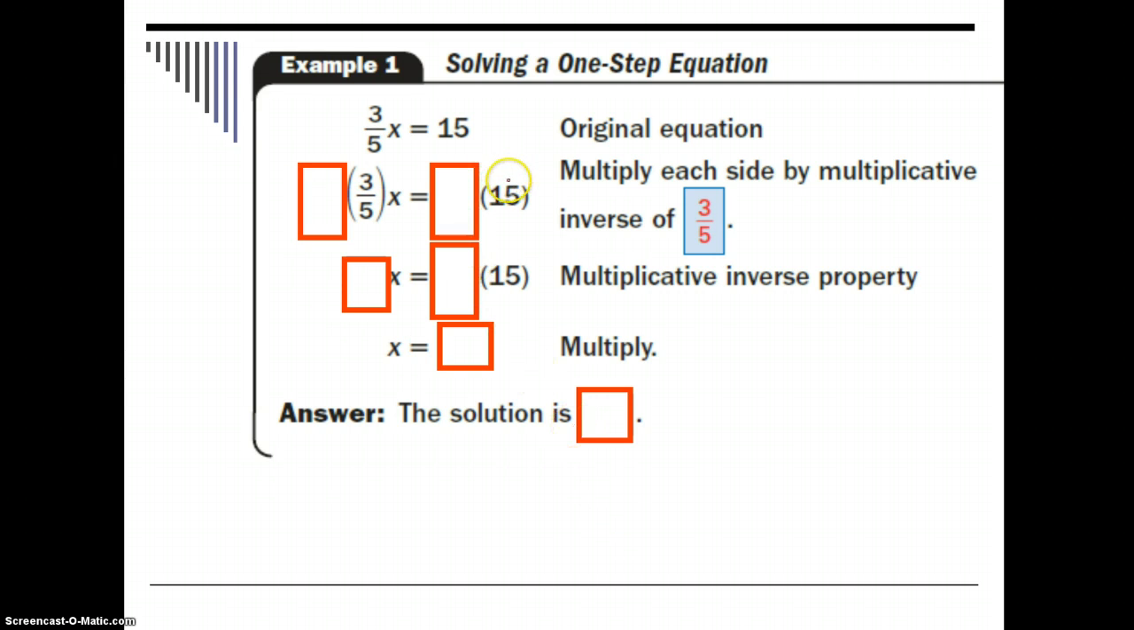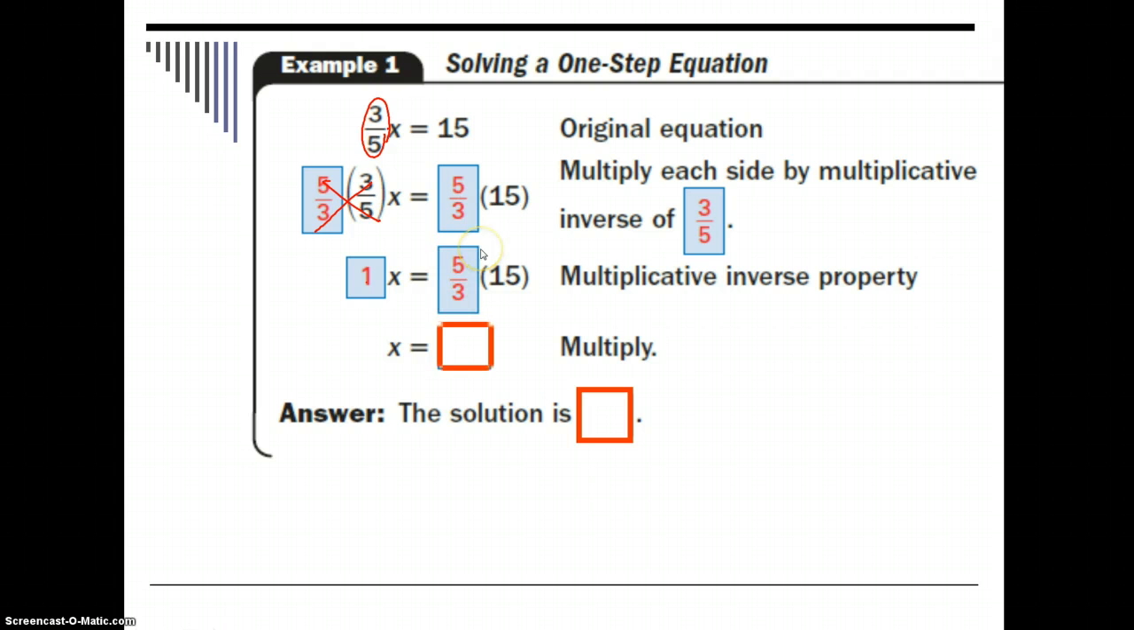Solving a one-step equation. To solve a one-step equation when you have a fraction, you want to multiply by its multiplicative inverse, because you're trying to get the 3/5 to be 1, to cancel out. So we multiply by the multiplicative inverse of 3/5 to both sides. This cancels out to be 1. And then 5/3 times 15 is 25. And again, you can just multiply and cancel out the common factors. 5 times 5 is 25.